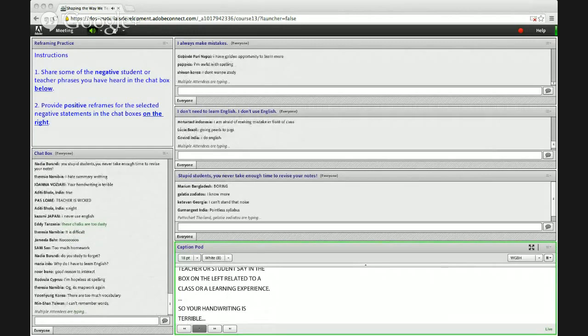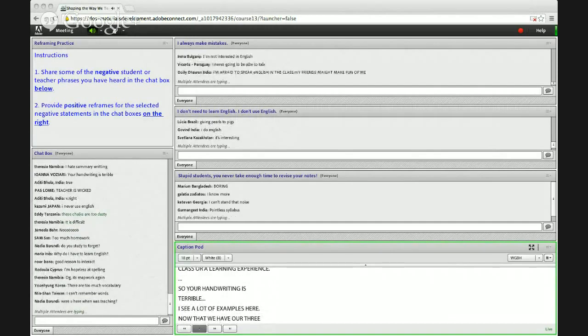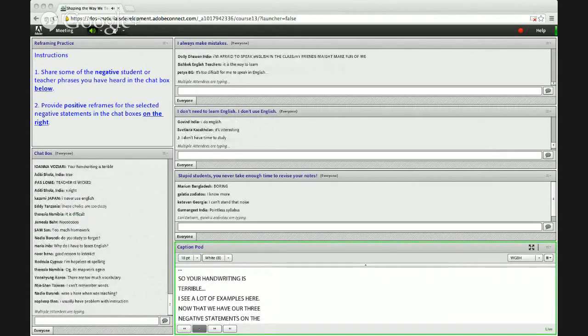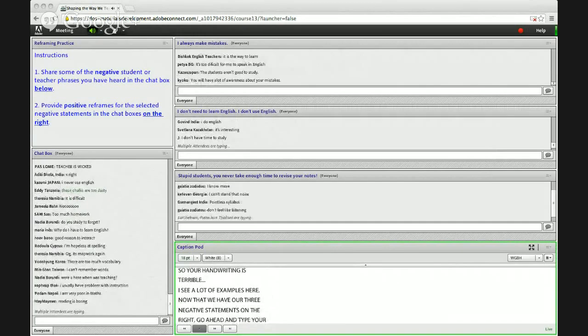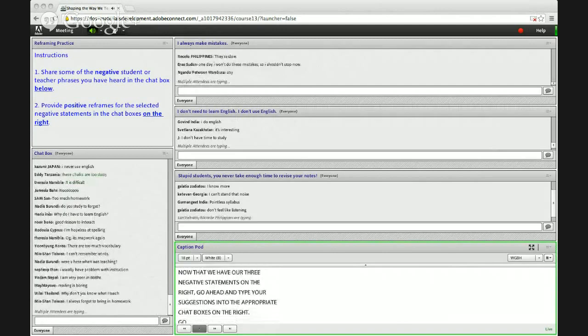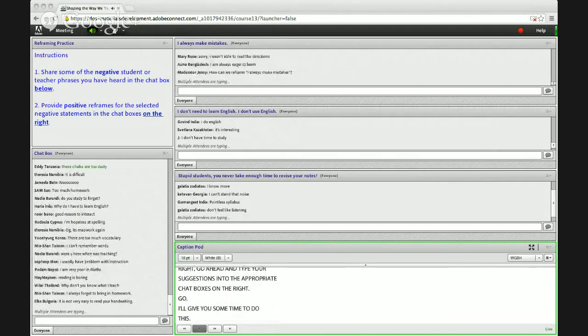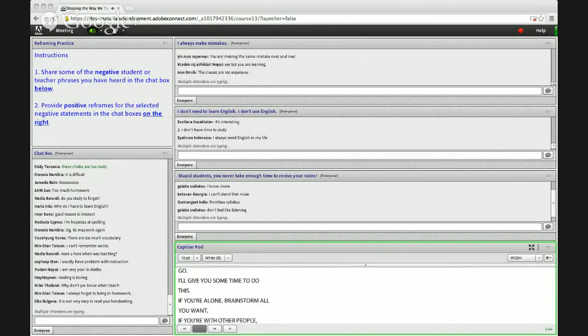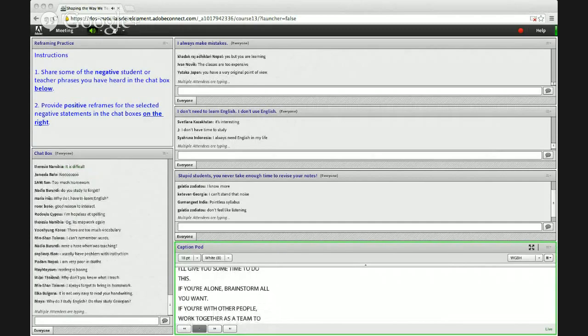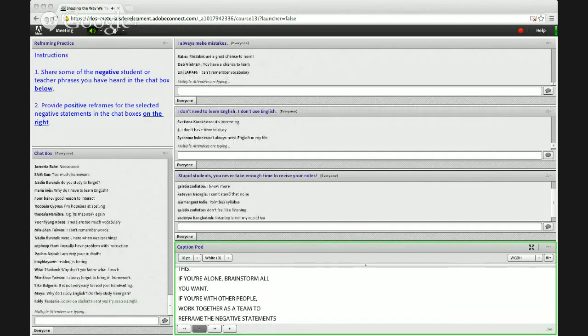So we've got, now that we have our 3 negative statements on the right, go ahead and type your suggestions into the appropriate chat boxes on the right. Go. I'll give you some time to do this. If you're alone, brainstorm all you want. If you're with other people, work together as a team to reframe the negative statements into more positive language. Actually, you're all working as a team anyway.